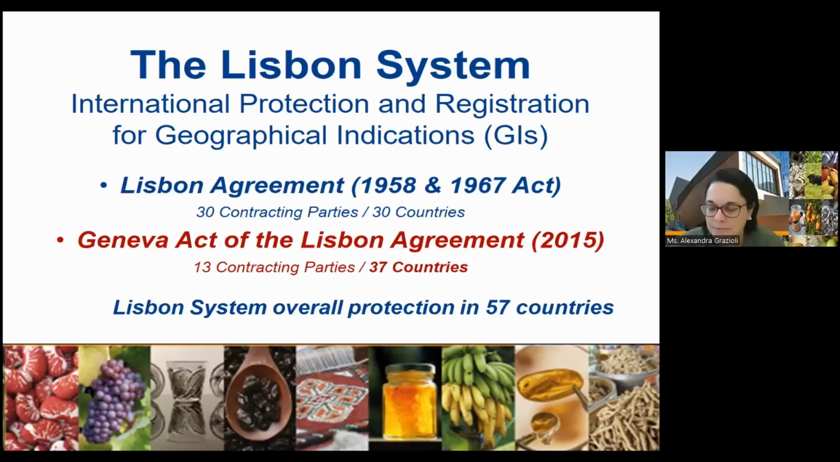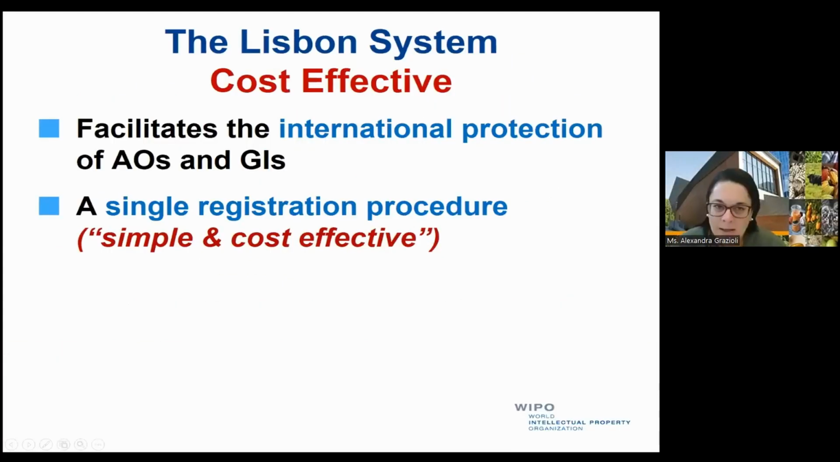That revision was adopted by a diplomatic conference at WIPO in 2015. The new version of the agreement is called the Geneva Act of the Lisbon Agreement, which currently covers 37 countries. Altogether, the Lisbon system now covers 57 countries. So what are the benefits of the system?